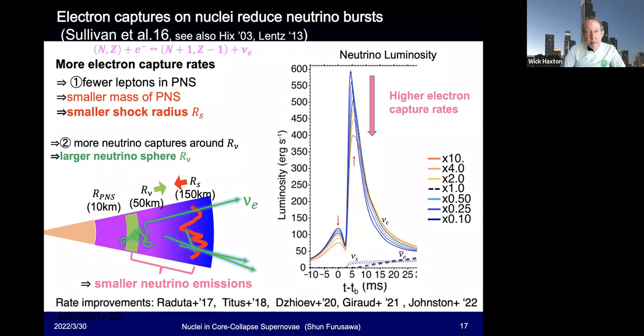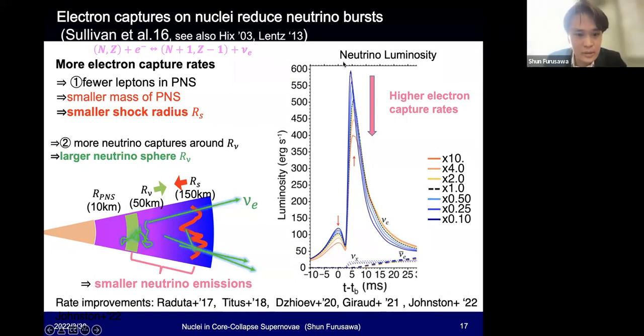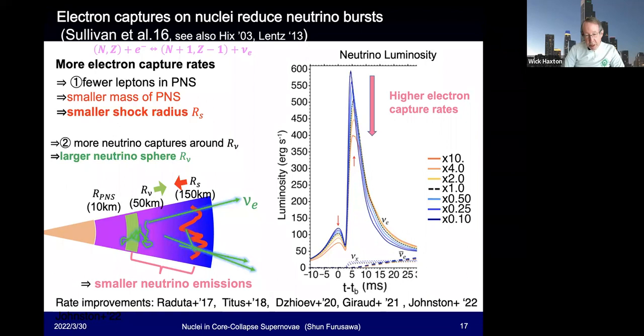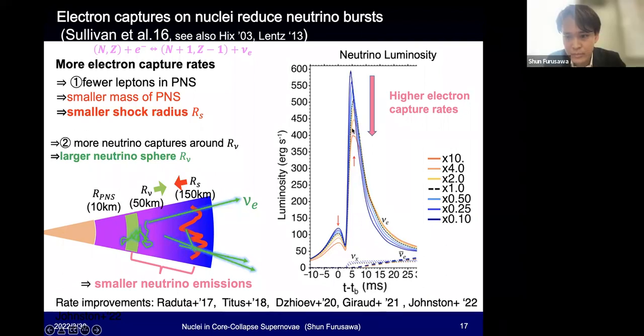The two red arrows that appear down below in the graph. In the graph, yeah. So you have one arrow at the top peak and another arrow on the deleptonization peak. Are you trying to say that as the pre-shock peak goes down, the post-shock peak goes up? Or are you saying something else here?